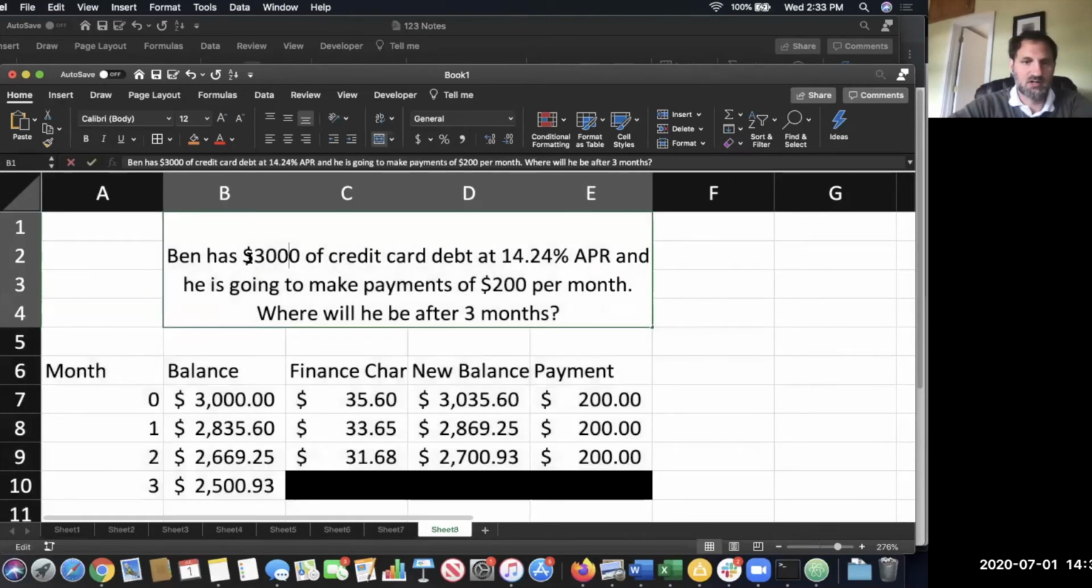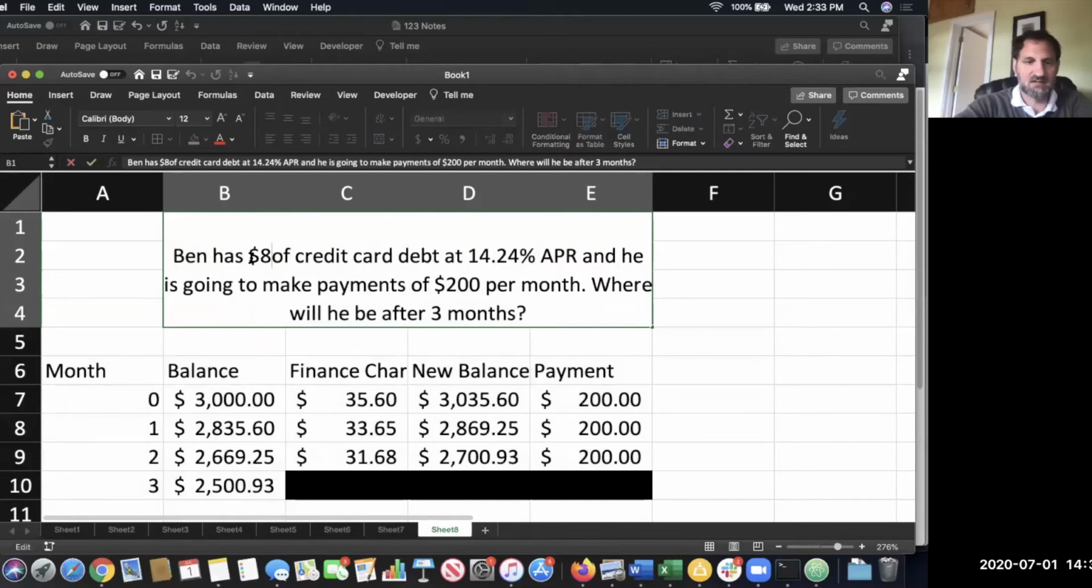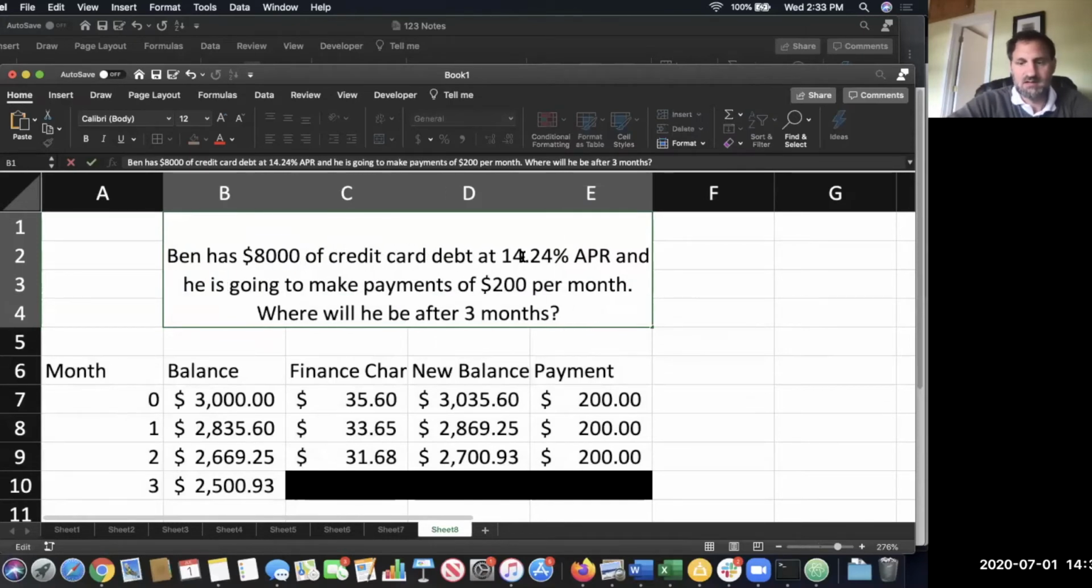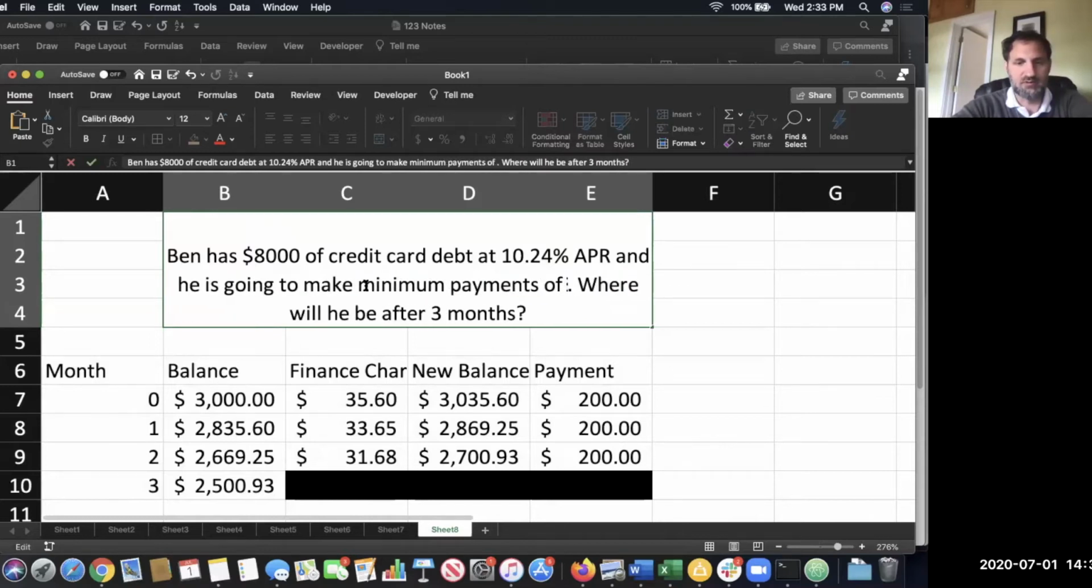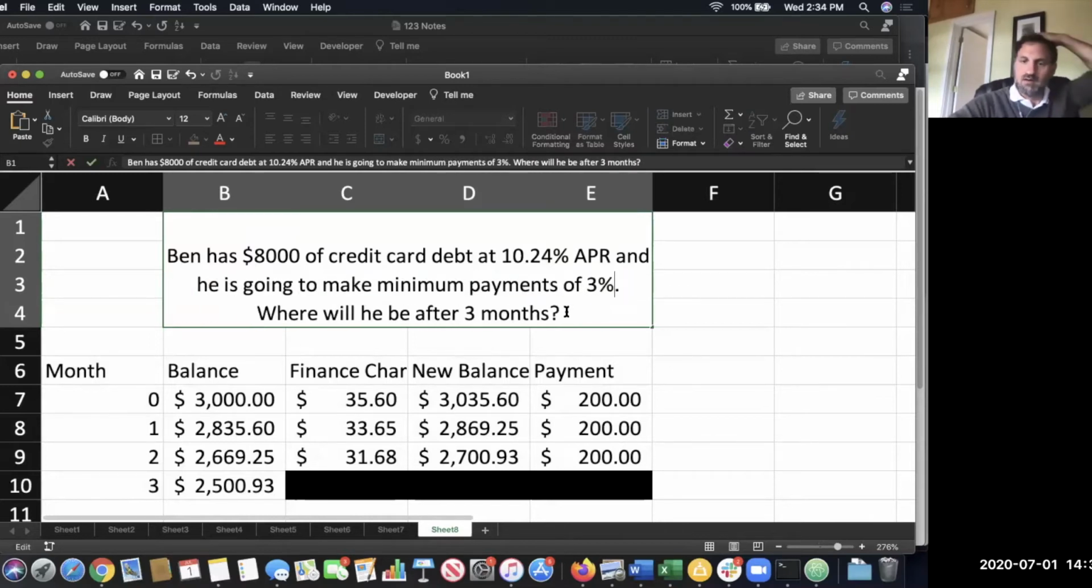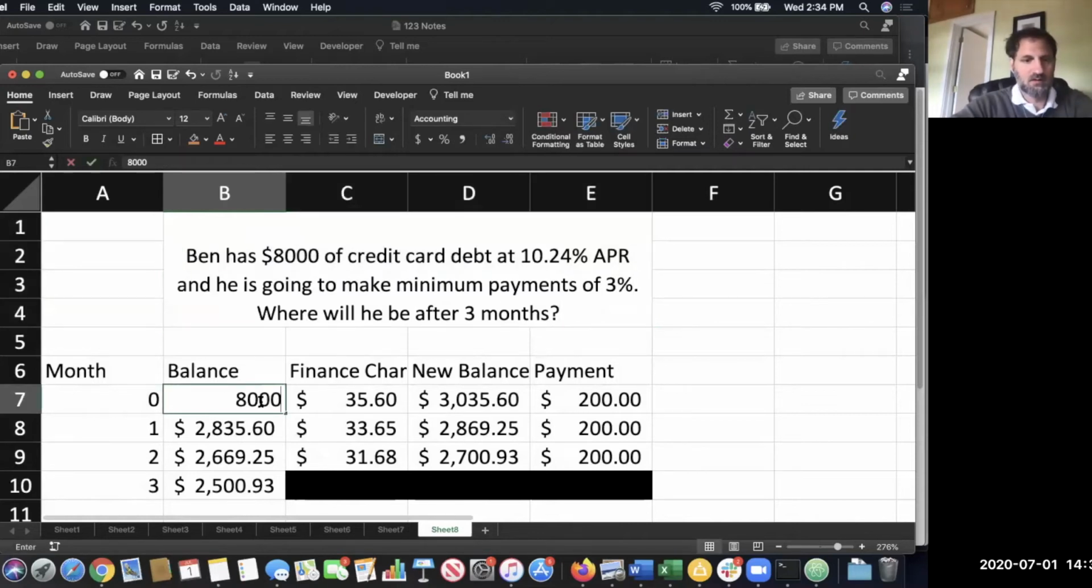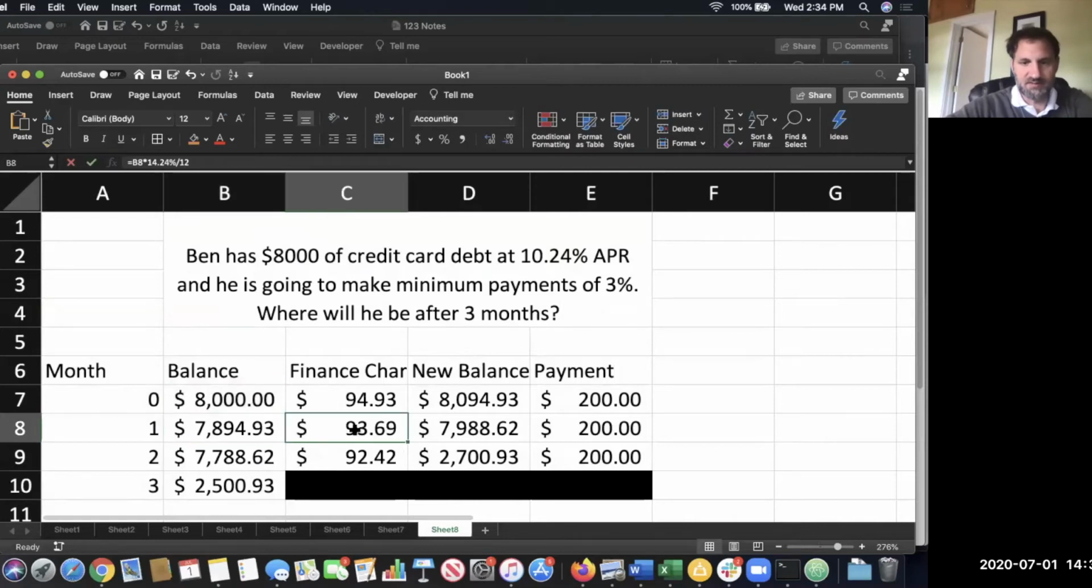The structure: let's say I have $8,000 of debt at 10.24%, and I'm going to make minimum payments of 3%. Okay, so let's get you to the part that's different here.